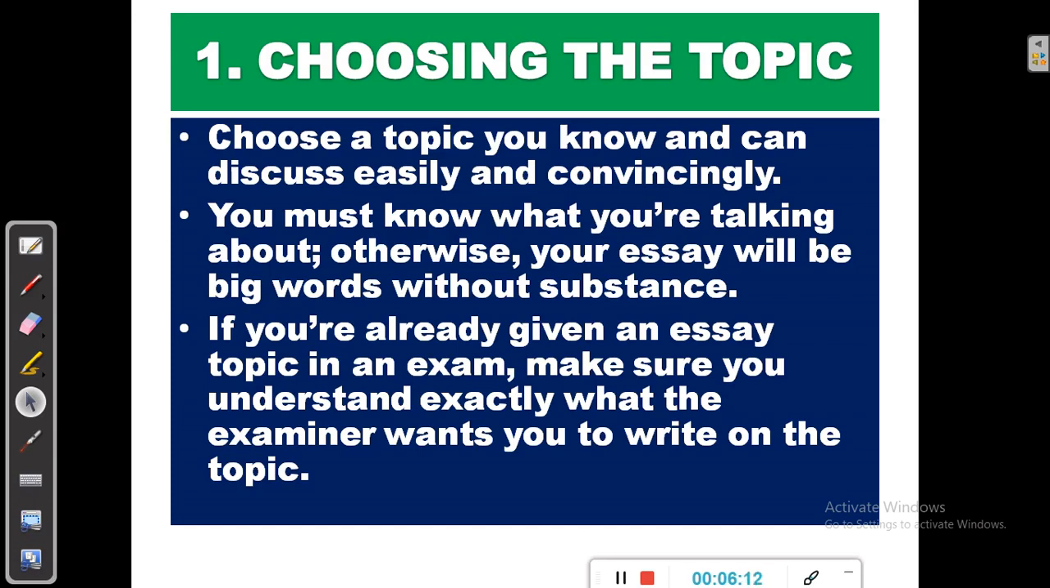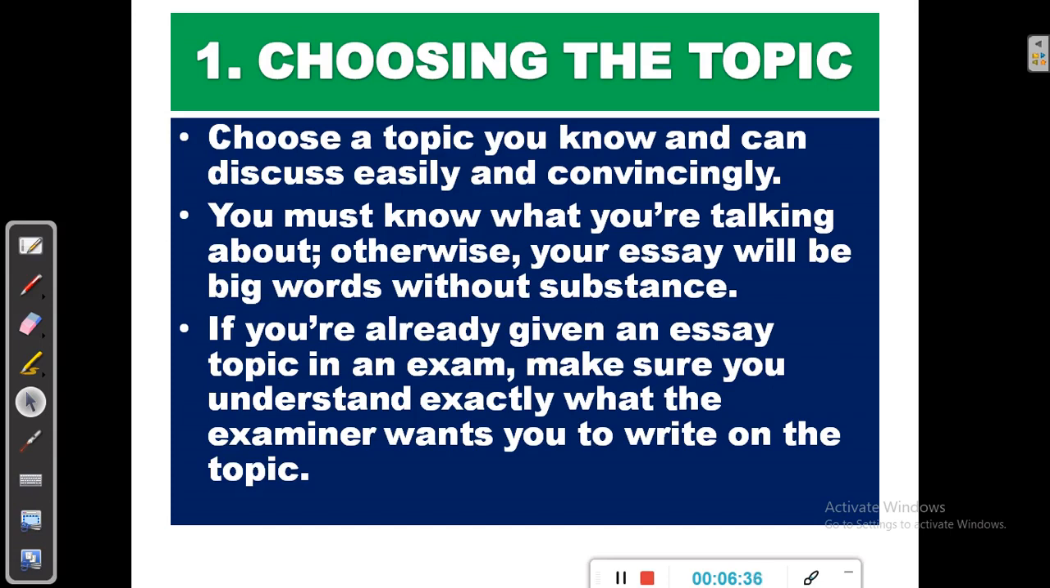Now, one important thing you need to know is that you need to take some time to choose the particular topic. In most examinations, including the WASSCE, NECO, and SSCE exams, you are given a number of topics, out of which you are asked to choose one and write on it.